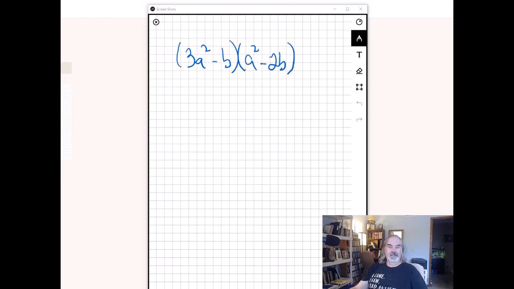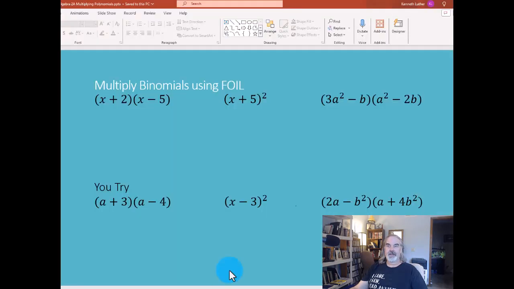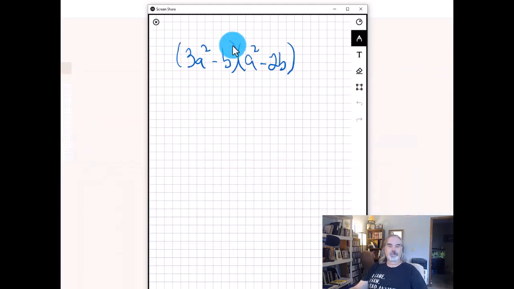Okay, I think this is the last one from that page. Let's double check. Yep, 3a squared minus b times a squared minus 2b. Or not 2b. Ha ha ha. Okay, so same rule. I mean, there's no x's here, but who cares? It doesn't change the process. First, outer, inner, last, when you have binomials multiplying together.